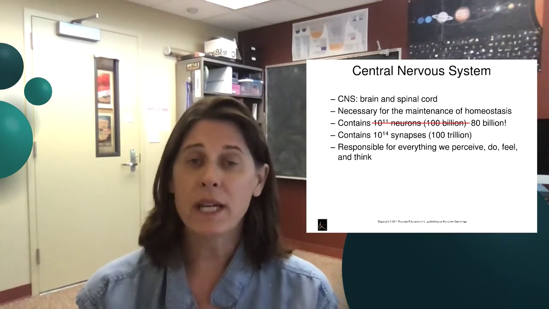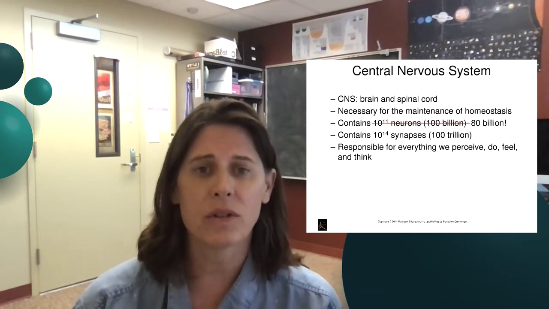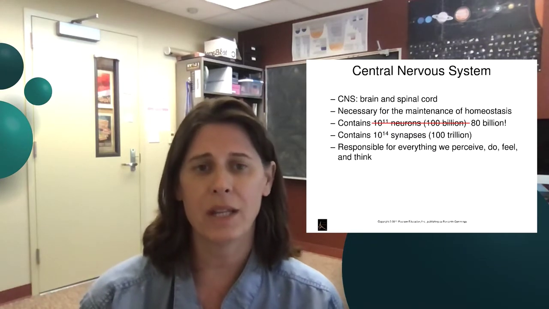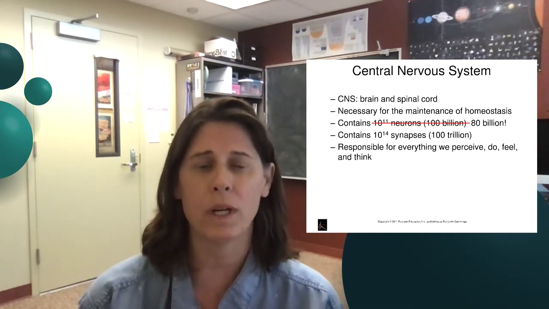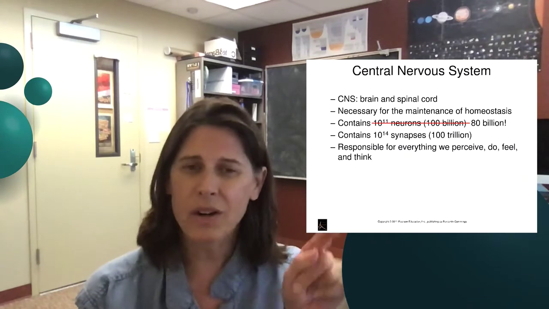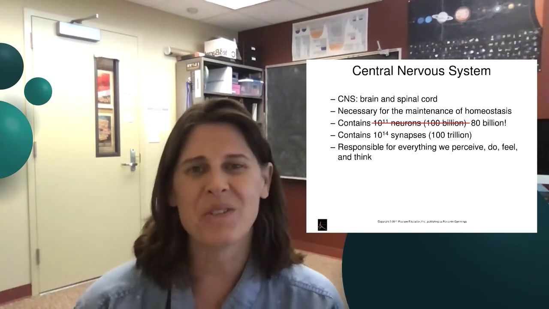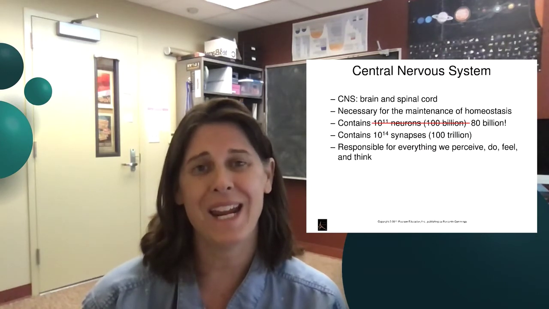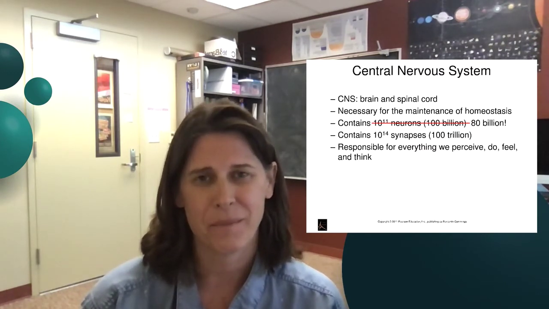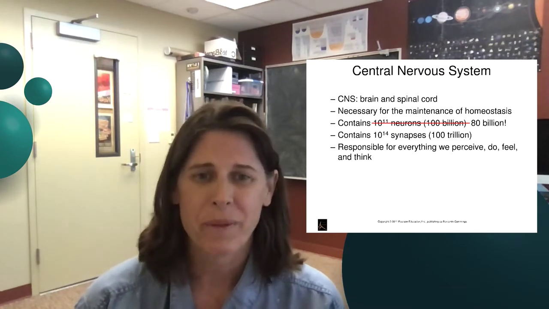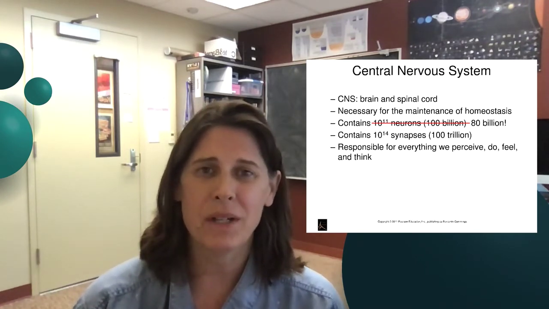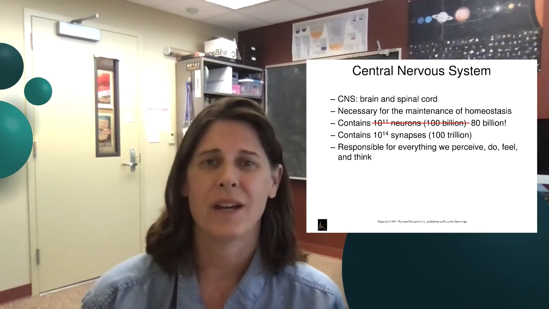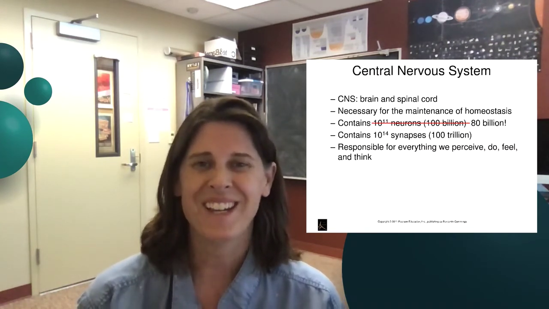You'll read in a lot of sources that the central nervous system, or at least the brain, contains 10 to the 11th neurons, which means 100 billion. You can see I crossed that out because some recent research was done and showed that the human brain has actually 80 billion neurons in it. So now we know. The difference of 20 billion neurons is quite large, so we need to keep with that accuracy.